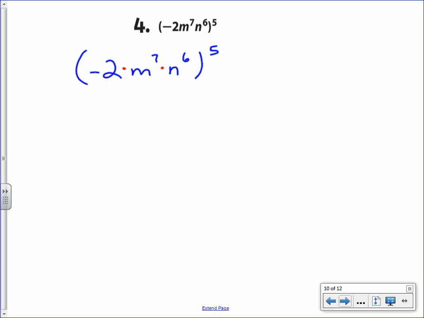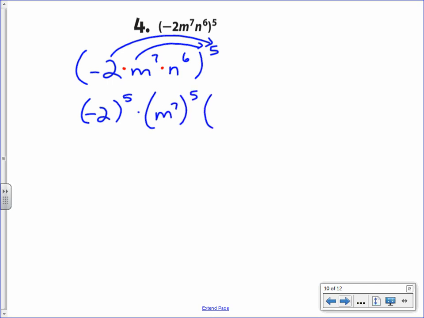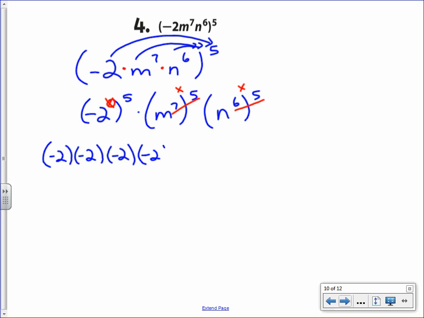So now I raise my negative 2 to the 5th power times I raise my m to the 7th to the 5th power, I raise my n to the 6th to the 5th power. Now here's where I'll say I multiply. Here there's no exponent. Okay, there's no exponent right here. So I have to evaluate what that is. It's negative 2, that's my base, and it's repeated factors 5 times. 1, 2, 3, 4, and 5.